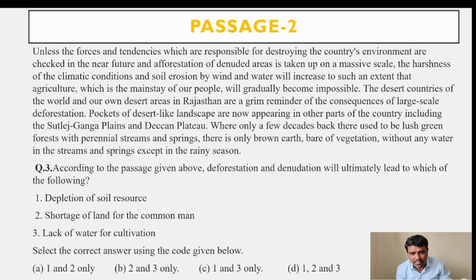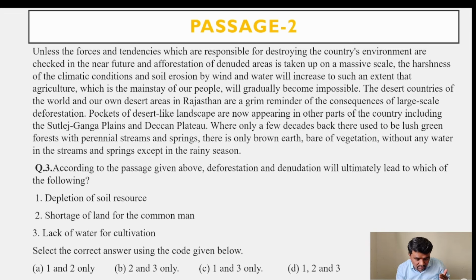The tone of the passage is warning. The desert countries of the world and our own desert areas in Rajasthan are a grim reminder of the consequences of large scale deforestation. Pockets of desert like landscapes are now appearing in other parts of the country, including Satluj Ganga plains and Deccan Plateau, where only a few decades back there used to be lush green forest with perennial streams and springs. There is only brown earth now, bare of vegetation without any water in the streams and springs except in the rainy season.